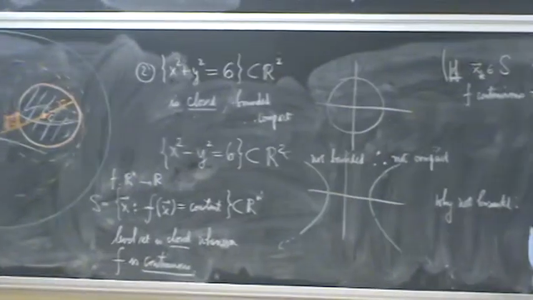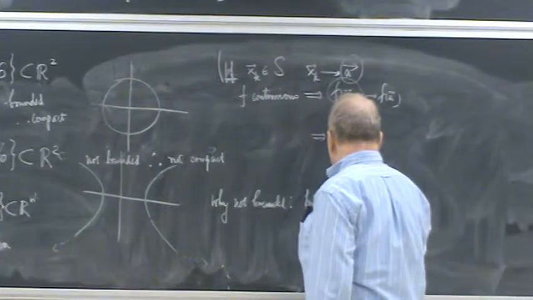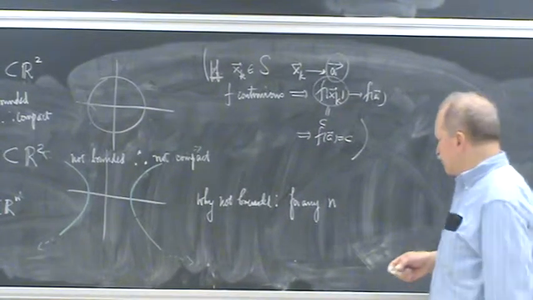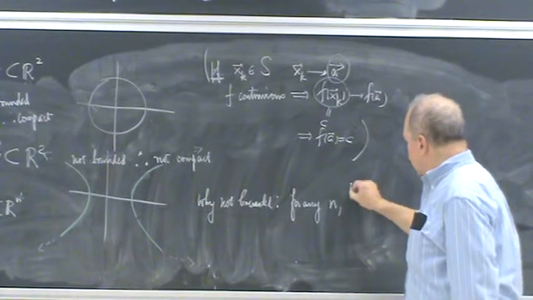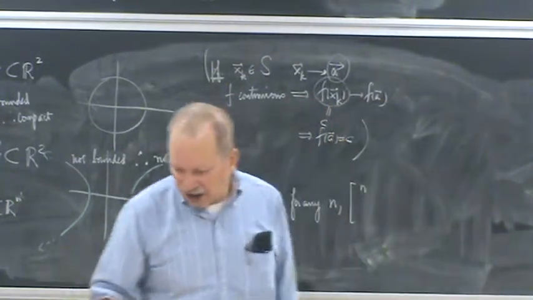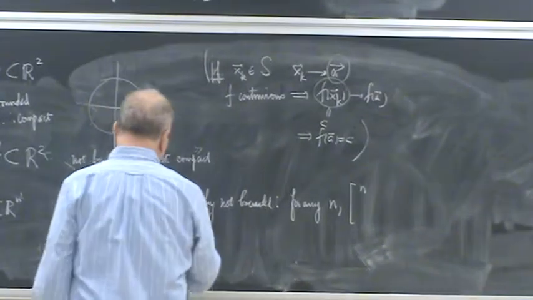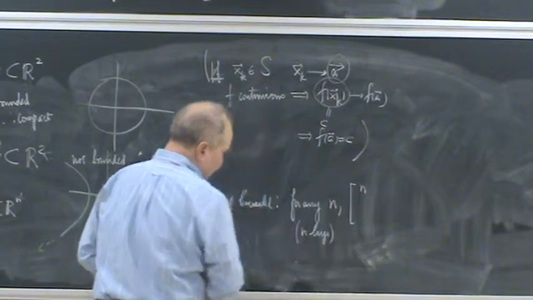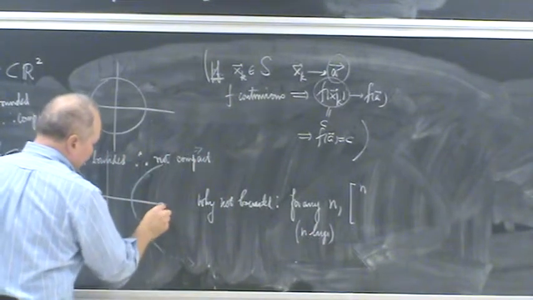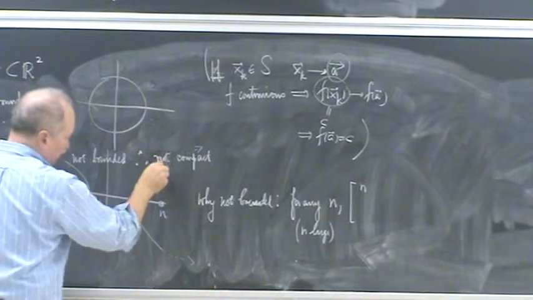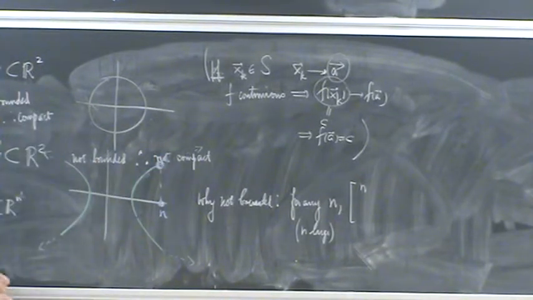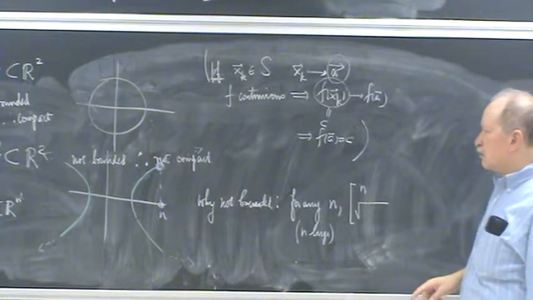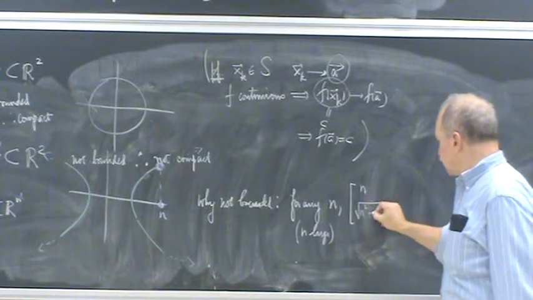So suppose you picked an arbitrarily large number, say integer n, and you set x equal to n. Would there be a point on that hyperbola? Sure. Yes. Let's say n large. So you imagine saying there's n. Can you give me a point on the hyperbola? Yes. What's the formula for it? The square root of n squared minus 6.